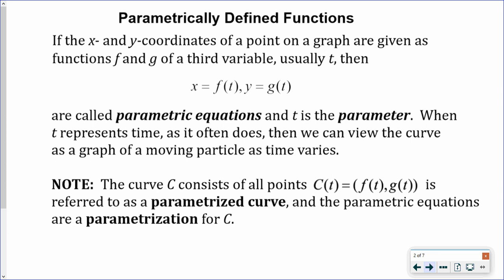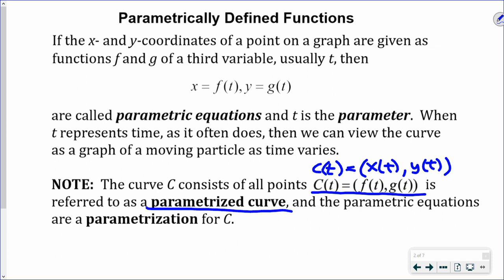Now note that the curve C consists of all the points where C of t equals f of t, comma, g of t. Sometimes you'll also see this as C of t equals x of t, comma, y of t. Again, just bringing in that x and y are both functions of time. And so we would refer to the graph, the curve, as a parametrized curve, and the parametric equations are a parametrization for C.